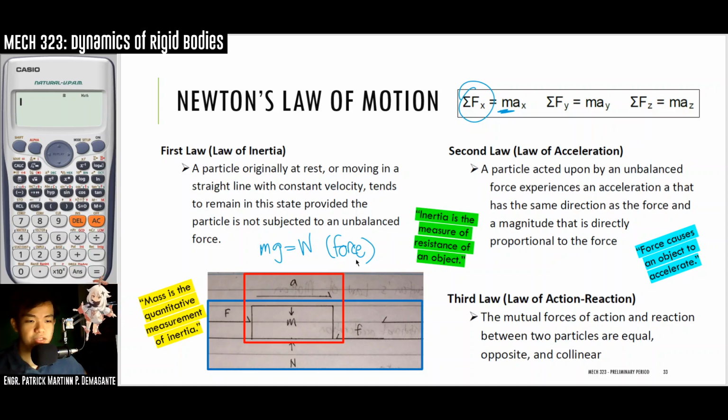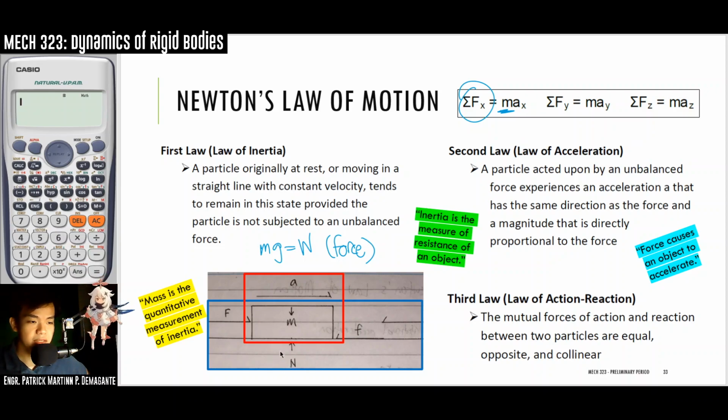Okay, ano pa bang meron dito sa FBD? And itong block natin dito, makikita nyo, meron tayong mass na M. Meron tayong F dito, force, sabihin natin force. And we have the small f here, which is the friction.